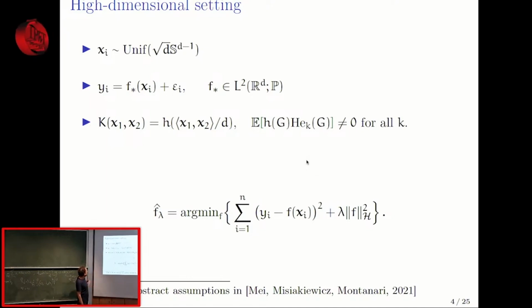So kernel ridge regression is of interest for itself, and we studied it in the setting in which the data are uniform on the sphere of radius square root of d. In this paper, we have more abstract, general assumptions. For instance, if you ask me about data that are uniform over the hypercube, this fits in our general setting.